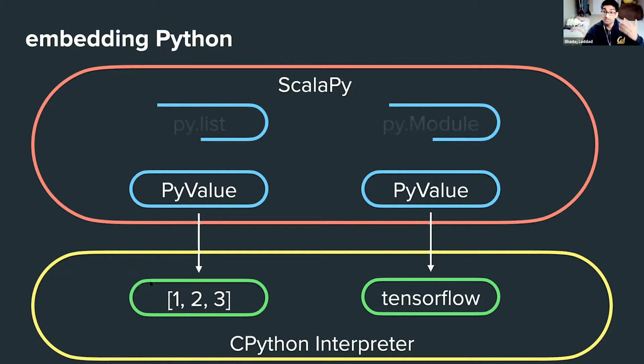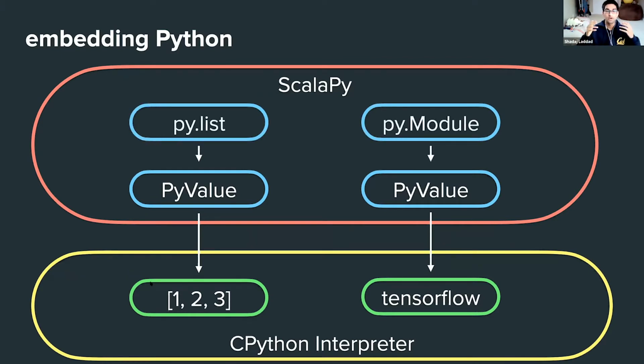But what you actually deal with when you're interacting with Python objects in your end user code are these nice high-level typed Python facades. So you have things like py.list, which is representing a Python list, py.module for modules, and more. And so you just deal with these types, and ScalaPy handles all of the interaction with the underlying Python interpreter for you.